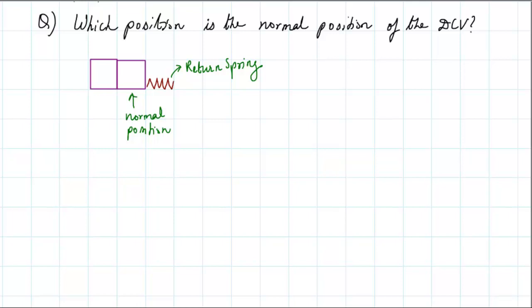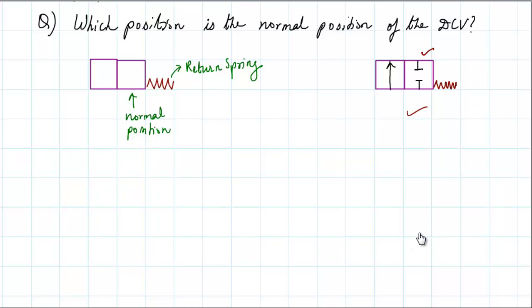Now there can be another movement that is happening here. For example, let me draw it. Now this is a two-way two position DCV. Am I correct? Now if I am going to draw the spring on this side, it means that this is going to be the normal position. Am I correct?